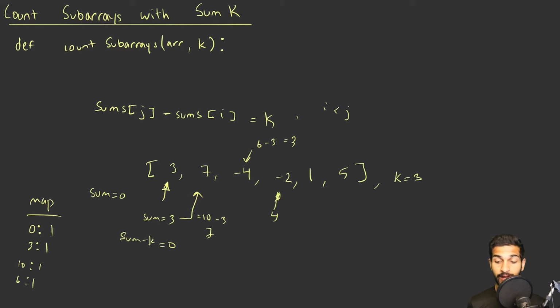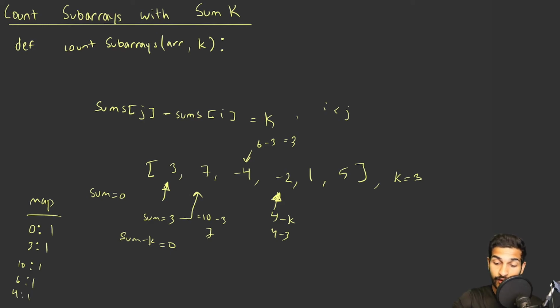Then sum is equal to 4 at -2. That's an arrow. It's very badly drawn. And what we'll say is, again, 4 minus 3. So we'll subtract k, so 4 minus 3 is 1. Have we seen a subarray that equals 1? That means the difference between the subarray's index and its current index would be 3. Have we seen a subarray that sums to 1? No, we haven't. But let's write down that we saw a subarray that sums to 4.